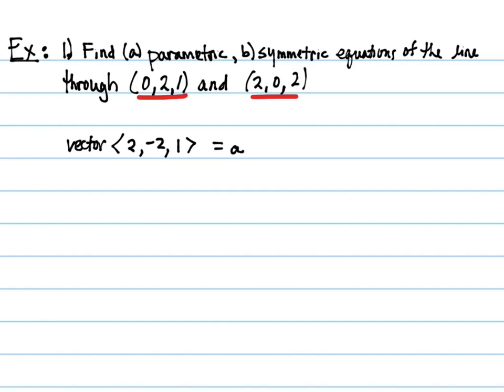Right, so we should be able to find everything we need once we have that vector, right? So let's do parametric equations first. So x equals what? Well, it says x1. What's x1? It's 0. And then I need plus a1t, and a1 is 2. So this is 0 plus 2t, or just 2t. How about y? What is y going to equal? 2 minus 2t, and z? 1 plus t. So those are my parametric equations.